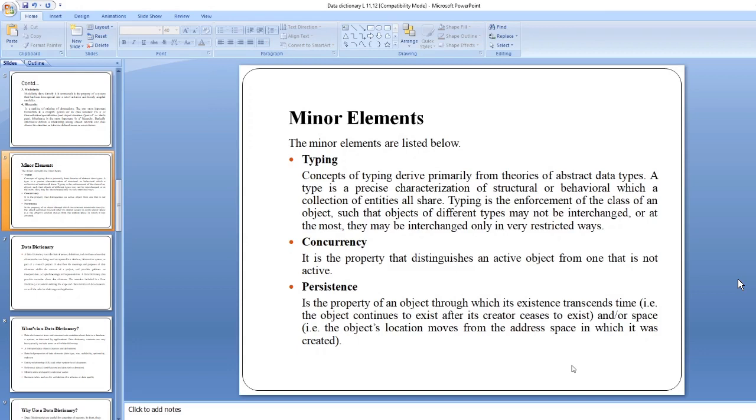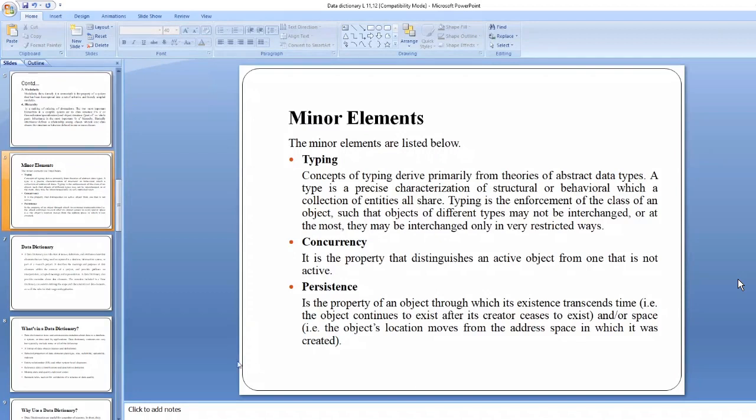Now, concurrency is the property that distinguishes an active object from one that is not active. Persistence is the property of an object through which its existence transcends time, that is, the object continues to exist after its creator ceases to exist, and space, that is, the object's location moves from the address space in which it was created. So persistence is the property through which we can estimate the time of an object's existence and how it ceases to exist.